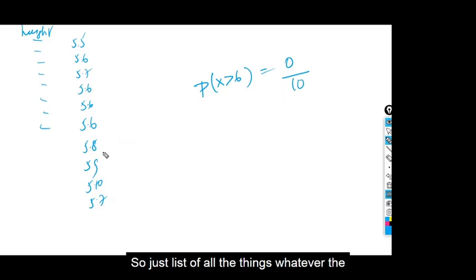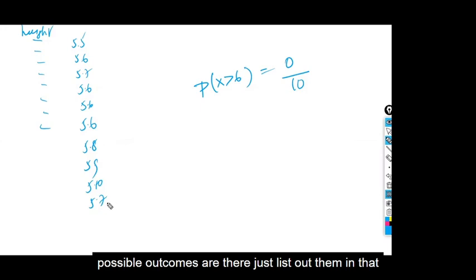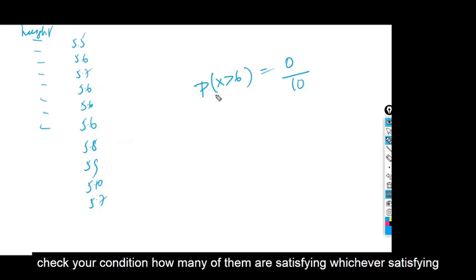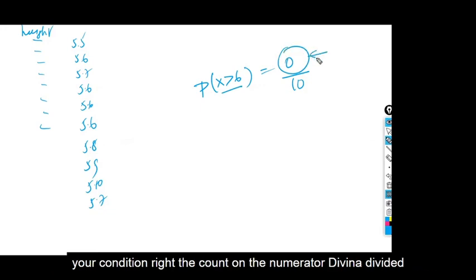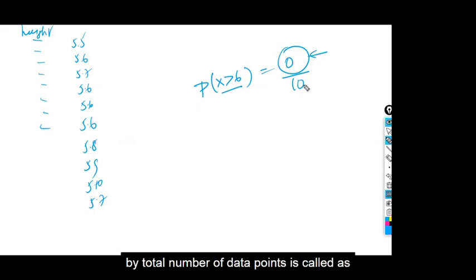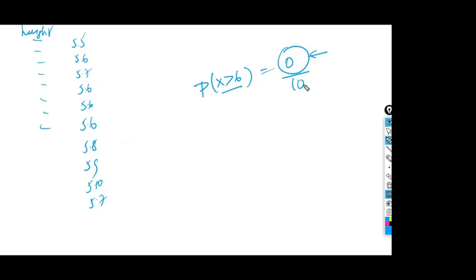So just list off all the possible outcomes. In that, check your condition, how many of them are satisfying. Whichever satisfy your condition, write the count in the numerator, divided by the total number of data points. That is called probability. Is that clear? Probability is clear. This is the basic of probability.